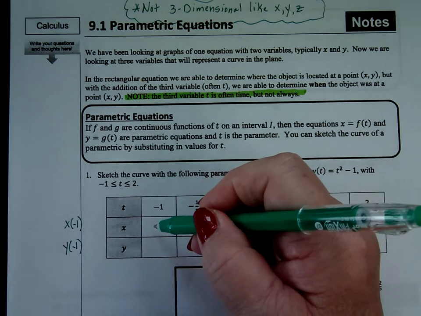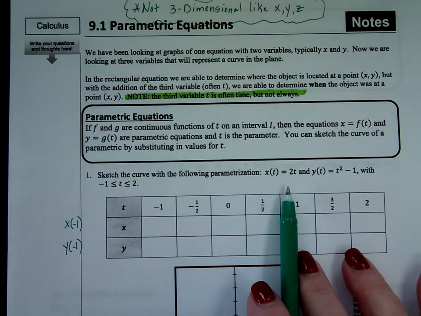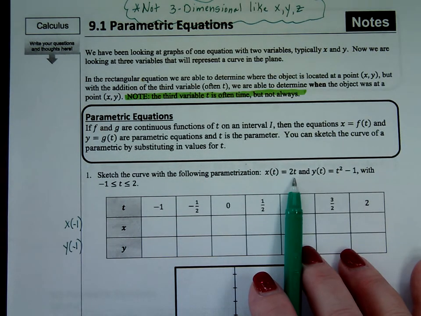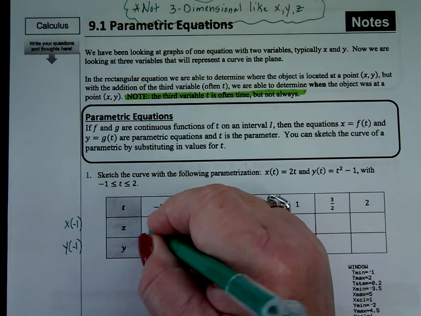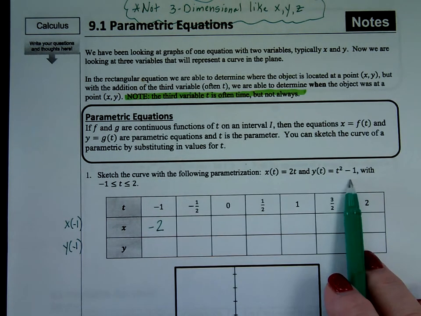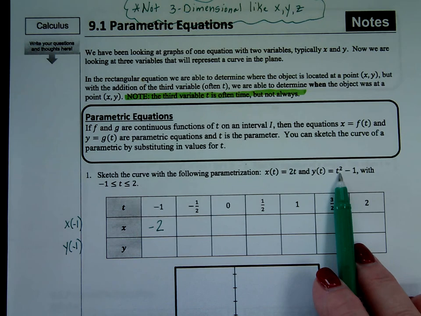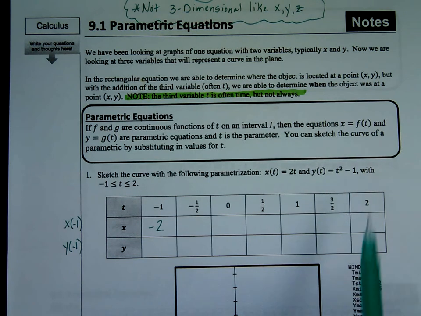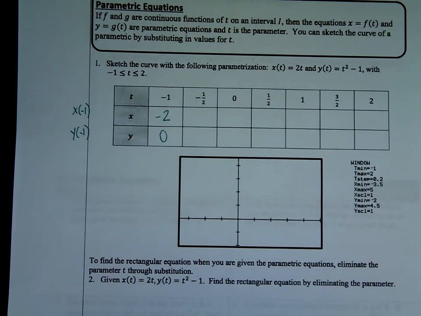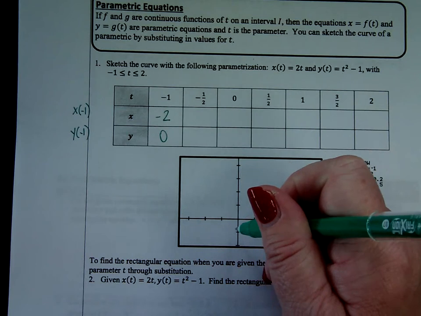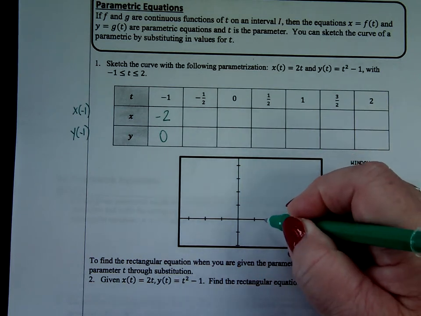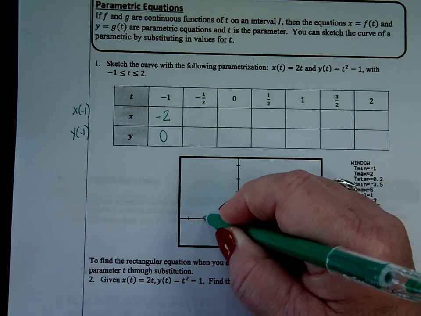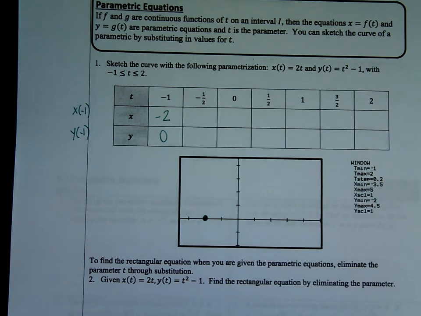I'm just looking at this very first box here. If I plug it in, I put a -1 in for t. 2 times -1 is -2. Go to the y equation. If I put a -1 in here, -1 squared is 1. 1 minus 1 is 0. That's my first coordinate. And so what I'm going to do is literally plot that coordinate on my Cartesian graph here. So I go -2, 0. Here's my starting point. That's the very first point.